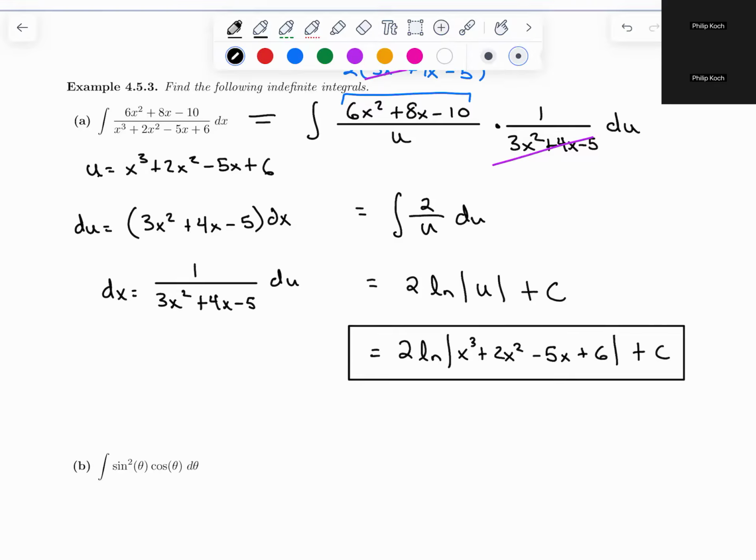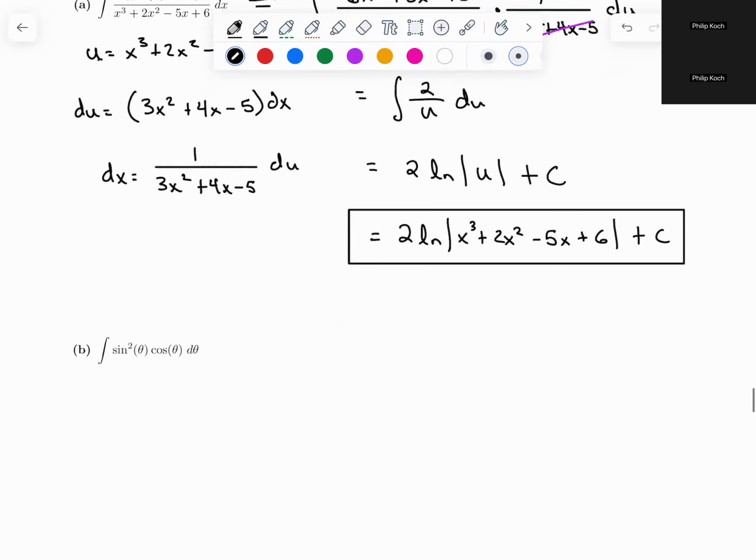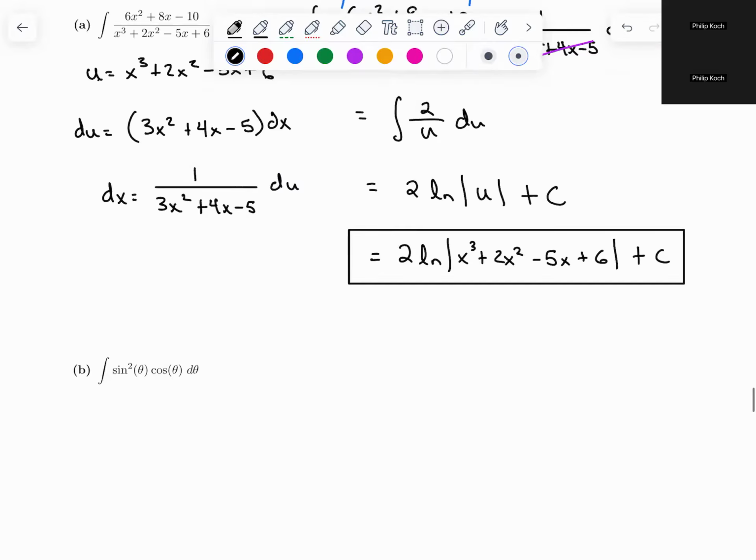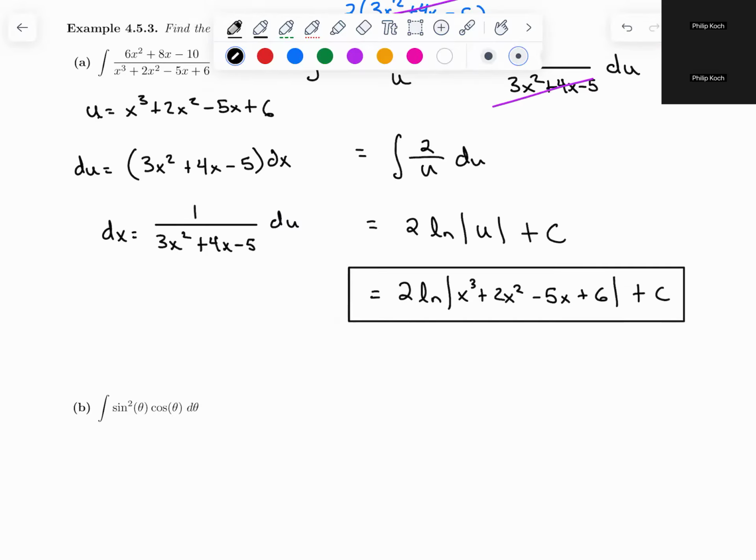All right, next one, unless there's any questions on that. So pick your u, find du dx, and multiply by dx, which we do in all one step, right? Du equals the derivative times dx. Solve for dx so that you can substitute in the equation. Cancel everything that you can.